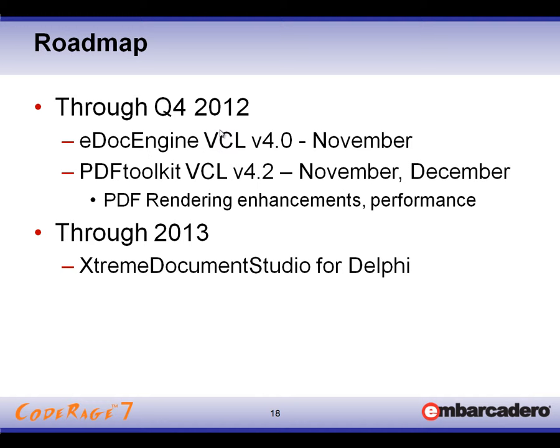So here's what our roadmap looks like. Through this month we will be releasing the new version of eDoc Engine and PDF Toolkit, and through next year we will have Extreme Document Studio for Delphi coming up as well. It's a really exciting time for us, because this is something we have been really looking forward to providing: a single product for working with multiple document formats, and to be able to support all the operations on the document that any business application would like to perform.